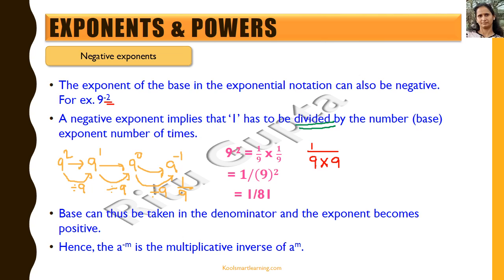Hence, a raised to the power minus m is the multiplicative inverse of a raised to the power m. We know that a raised to the power minus m is nothing but 1 by a raised to the power m. And we know that the multiplicative inverse of any number is the reciprocal of the same number. So 1 by a raised to the power m is the multiplicative inverse of a raised to the power m.